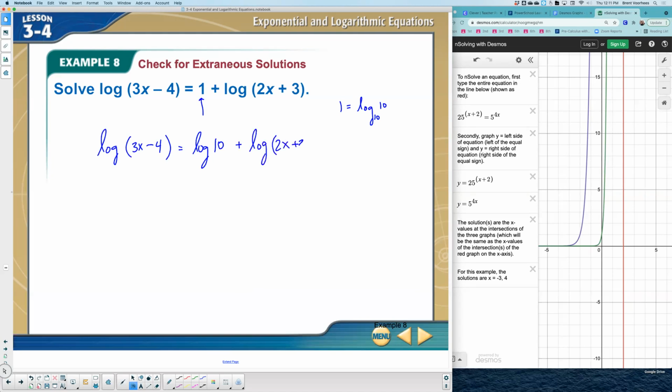As you can see, all I've done is substitute the 1 for a log 10. The reason I do that is now I can make this one-to-one after doing a product property. I have two logs with a common base that are adding, so I'm going to rewrite that as one log, and we will multiply 10 times the 2x plus 3.